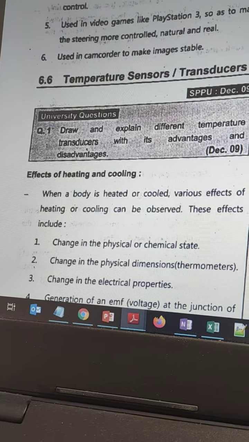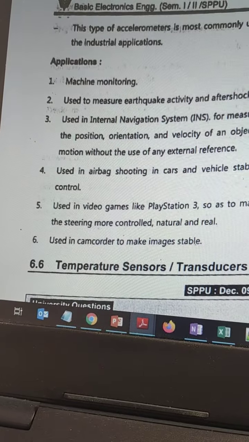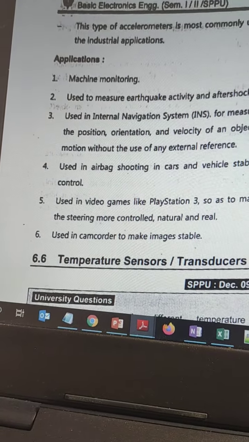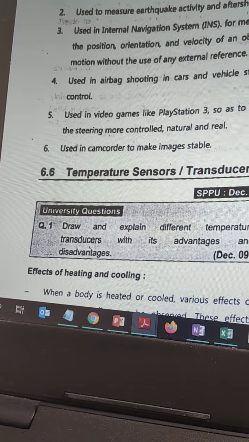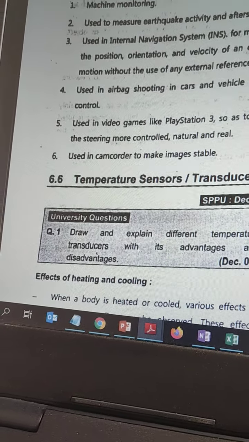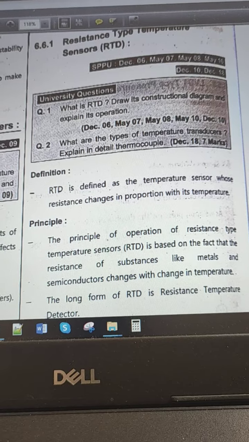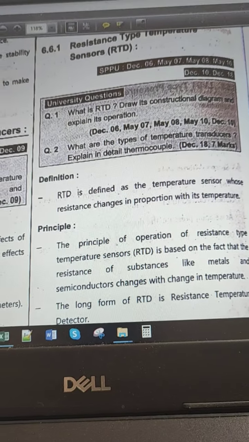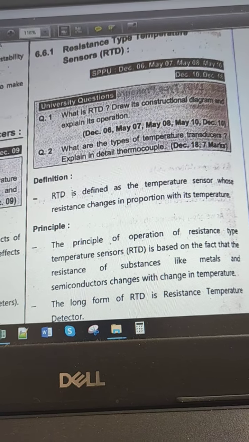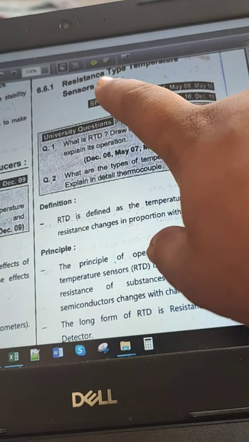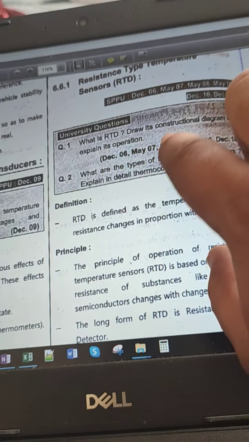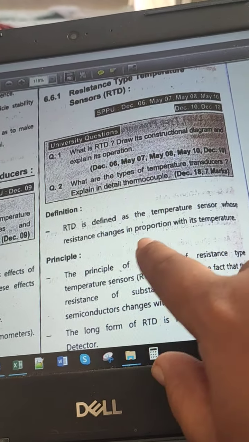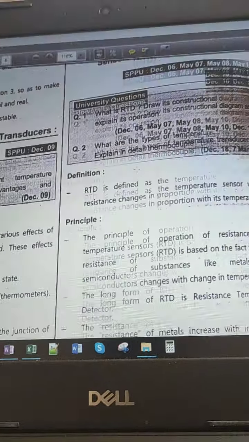A temperature detector uses any one of these variations to detect a change in temperature. The different types of temperature sensors are, first, the RTD, the resistance type temperature sensor, then the thermistor, and another one is the thermocouple. The first one is the RTD. RTD is defined as a temperature sensor in which the resistance changes in proportion with the temperature. A question may also be asked like this: explain different types of temperature sensors or any one temperature sensor.